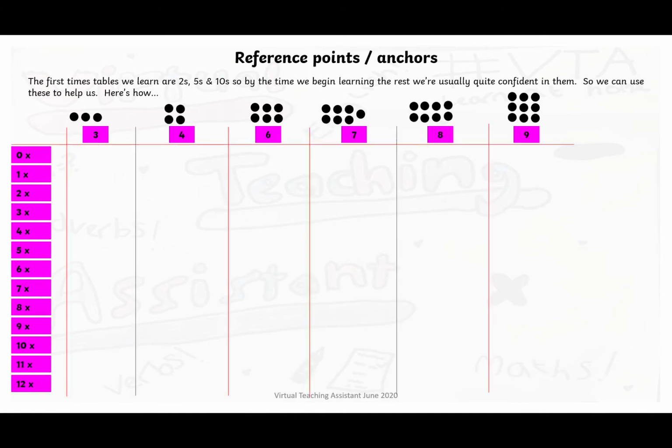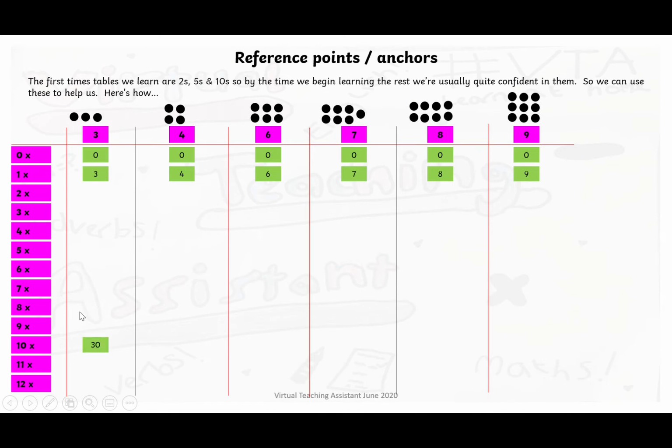Okay, here's how. So this is going to be my multiples of 3, 4, 6, 7, 8, and 9. Okay, and it's 0 times to 12 times. That's what we're doing. So I can start with the ones that I know straight off the top of my head in green. I don't really need to think about that much. So my 0 times anything is always going to be 0. Okay, 1 times anything is always going to be the multiple that I'm looking at.